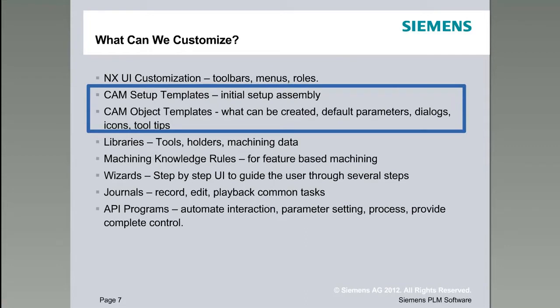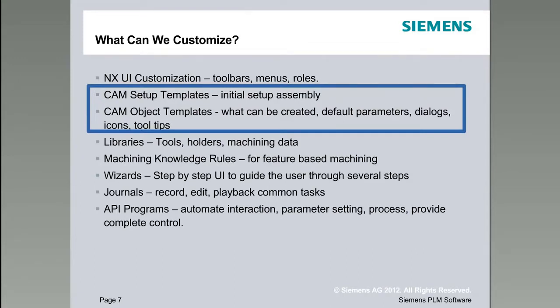We have libraries for tools, tool holders, machining data, machine tools, even for setups. There's a whole system of rules and machining knowledge, which is for feature-based machining, which is a whole other way to optimize. If you do a lot of parts that have the same kind of features over and over, we have wizards we can make. That's a way to lead the user single file through a step-by-step process where you need to gather several things in a row before you can do your job. That's what a wizard's really good for, gathering that kind of input.